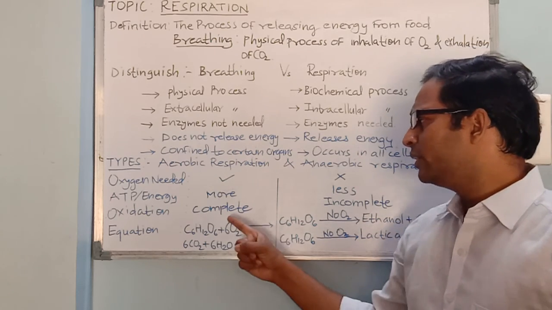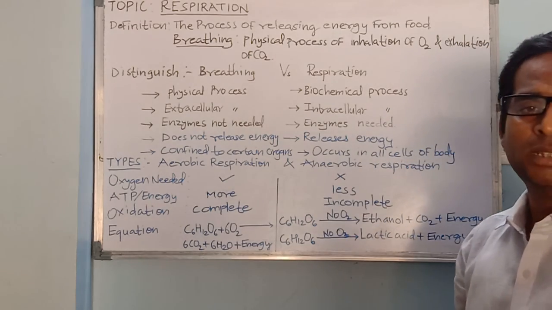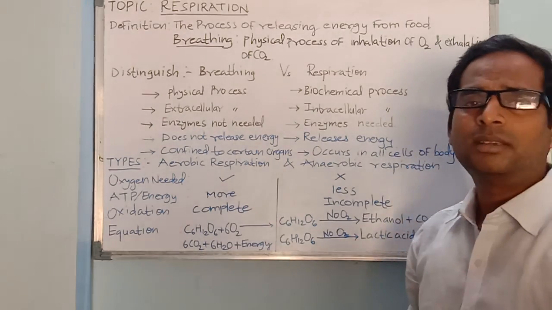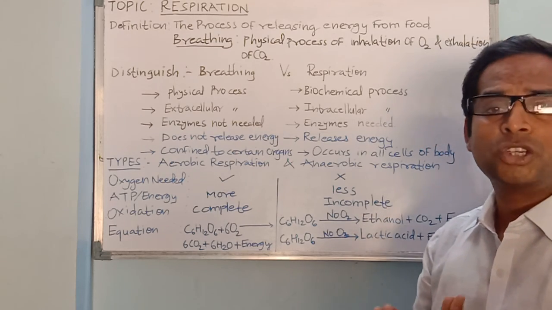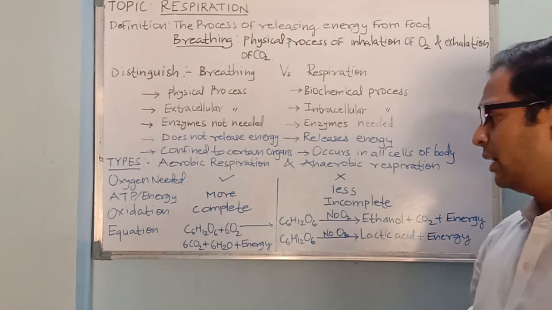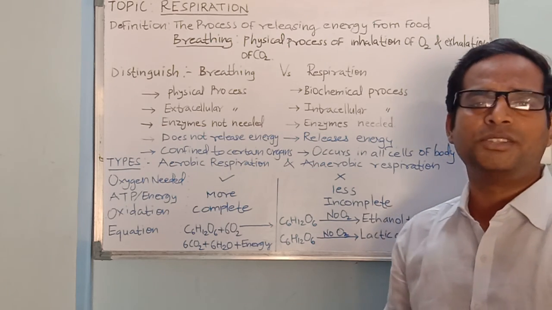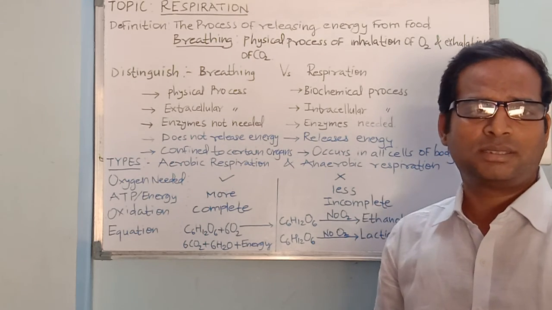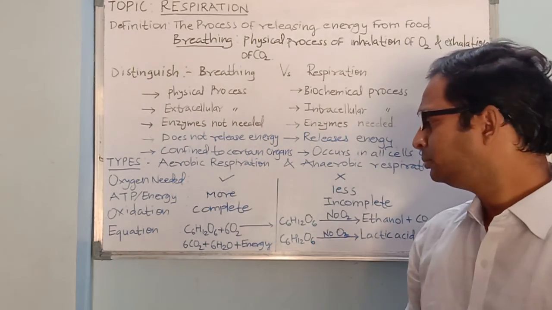Why is more energy released in aerobic respiration? Obviously because there is complete breakdown of the food, complete oxidation of the substrate. And in anaerobic respiration, why are only 2 ATPs generated? The reason is there is incomplete breakdown of the substrate or food.